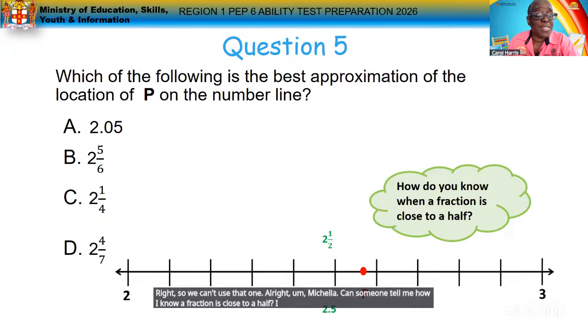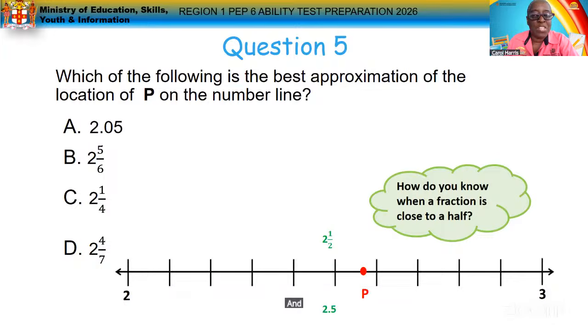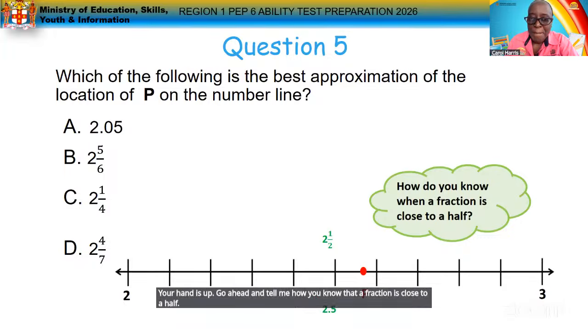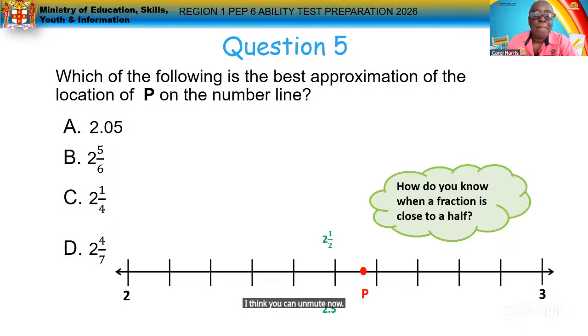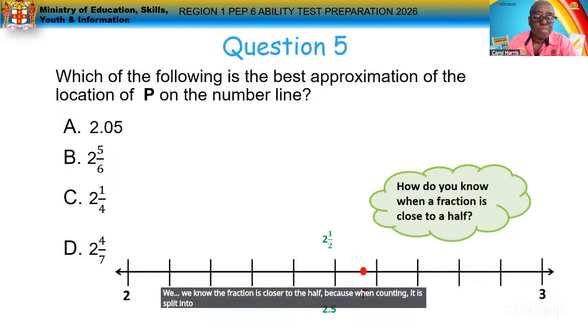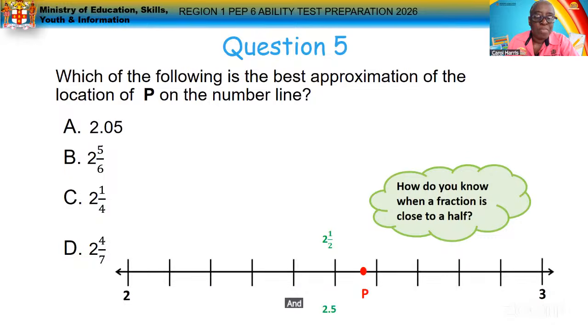I'm not ready for the answer yet. The question I would like to have answered at this point is, how do I know that a fraction is close to a half? St. Andrew, your hand is up. Go ahead and tell me how you know that a fraction is close to a half. St. Andrew Prep, you can unmute now. We know the fraction is closer to the half because when counting, it is split into 10 equal shares. And we know that 5 is half of 10.